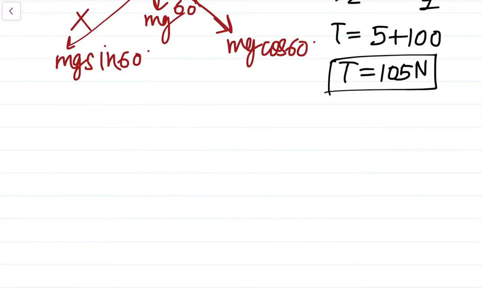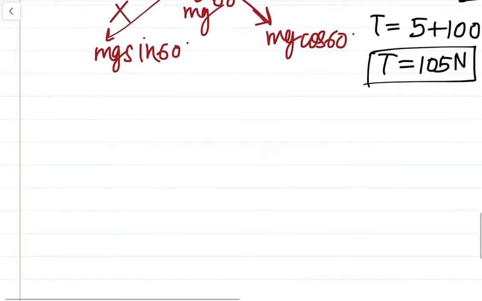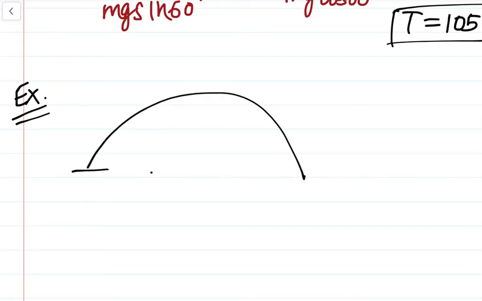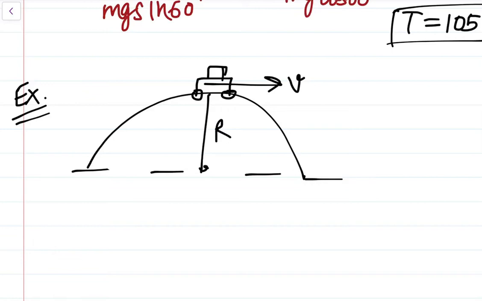So let's take the last example for this video, last two examples, then we'll shut off the lecture. Okay, so let's assume that a car is moving on this type of convex bridge. The car is here and it is moving, let's say, with a velocity v, and the radius of this convex bridge is r and mass is m. We are told to find what is the normal reaction at this point.